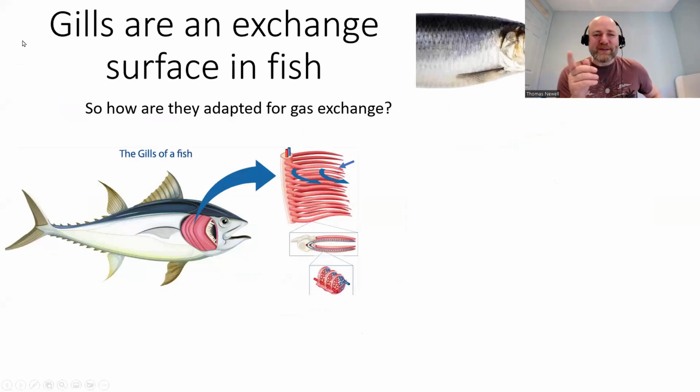Today we're looking at the gills, which are the exchange surface in fish. Humans have an exchange surface that's their lungs, that exchanges oxygen with carbon dioxide. We also have the small intestines, the walls of which are covered in villi, and they exchange food substances with the blood. So what we're looking at with fish is, fish don't have lungs, fish have gills, and they're exchanging substances with the water and the blood.